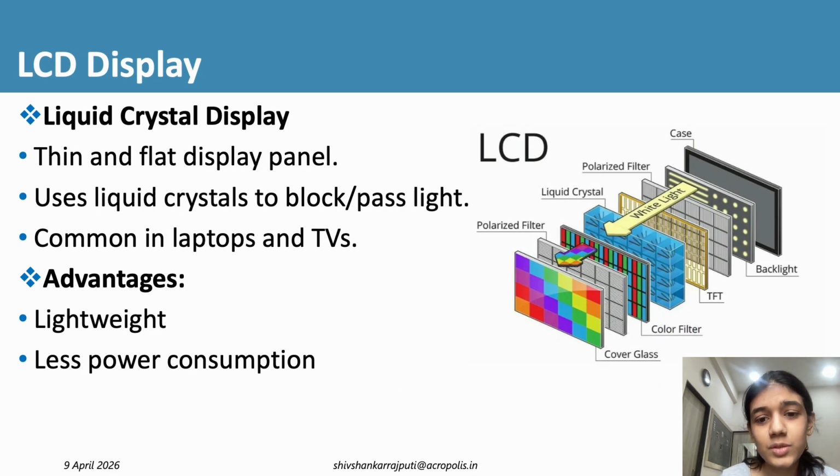Then came LCD that was very thin as compared to the cathode ray tube. This was a thin, flat display panel. It used liquid crystals to block and pass light. It was very common in laptops and TVs. One of the major advantages would be that we could easily carry the laptops, as the screen was very thin in size, and TVs were also very lightweight. One more major advantage would be that it consumed a lot less power than the cathode ray tubes. It was very lightweight.